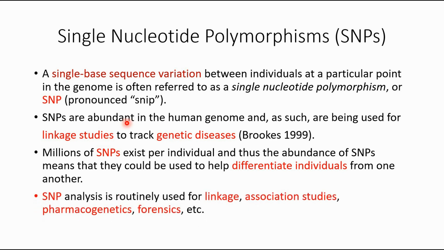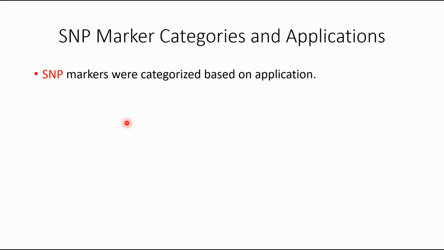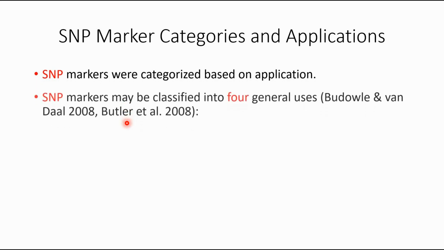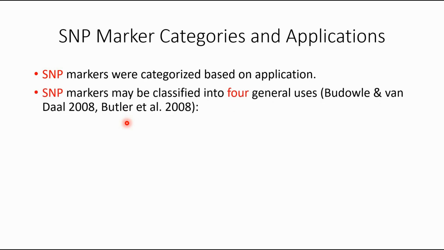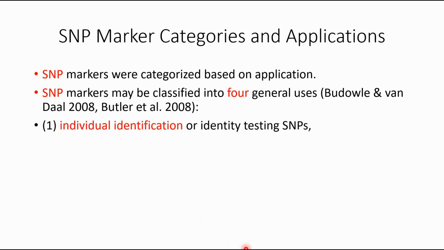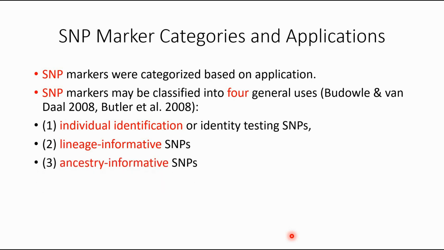SNP analysis is routinely used for linkage association studies, pharmacogenetics, forensics, etc. SNP markers were categorized based on their applications, and SNP markers have been classified into 4 general uses. First of them is individual identification or identity testing SNPs. Lineage informative SNPs. The third is ancestry informative SNPs. The fourth type is phenotype informative SNPs.